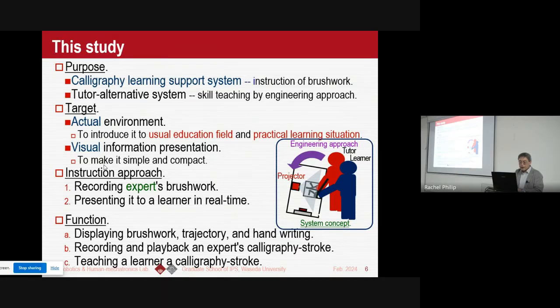The instruction approach is, firstly, recording the expert's brushwork, and then presenting this expert's brushwork to the users in real time, which is an important point. By watching this movement, the learner can learn about this stroke. And we have prepared three functions: displaying brushwork, trajectory, and handwriting; recording and playback of the expert's calligraphy stroke; and teaching a learner a calligraphy stroke. The third point is education.